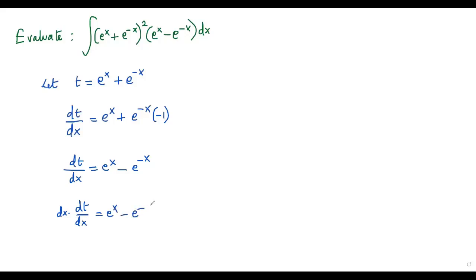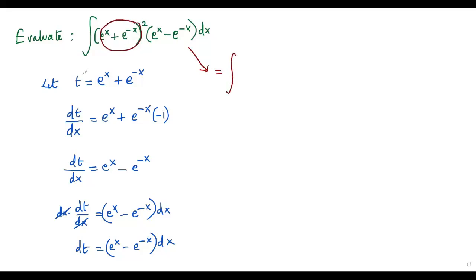So let me do it. Okay, I multiply both sides by dx. This dx will cancel out. I get dt equals (e^x − e^(-x)) times dx. Okay, now let me take the original integral.